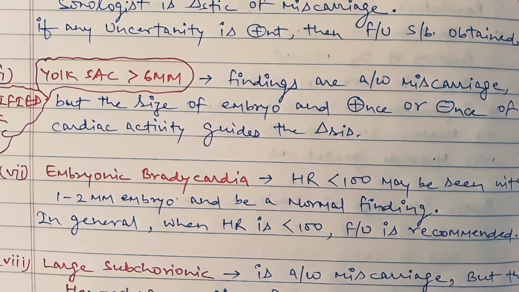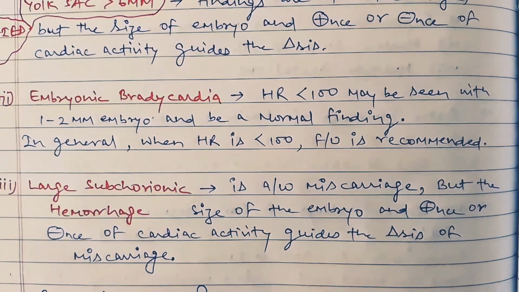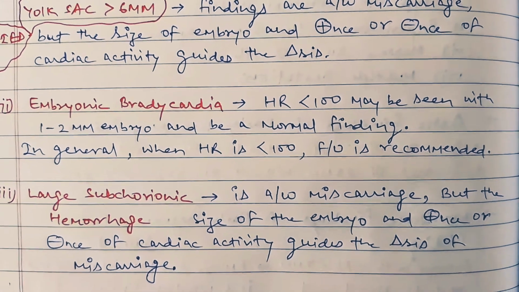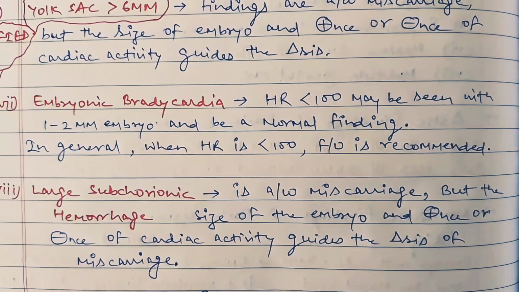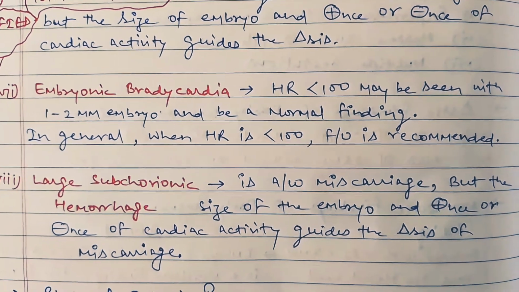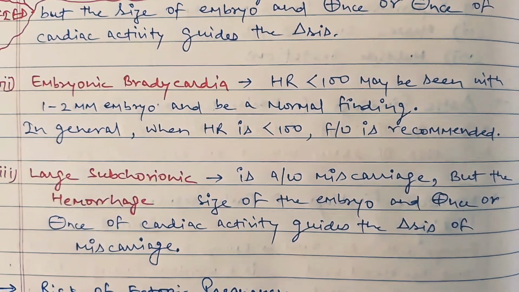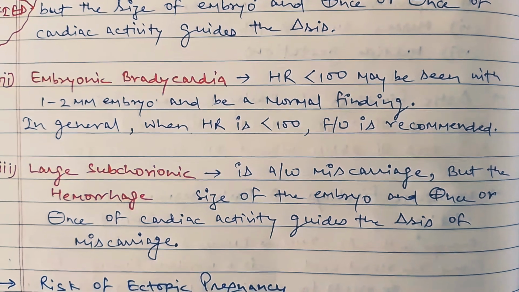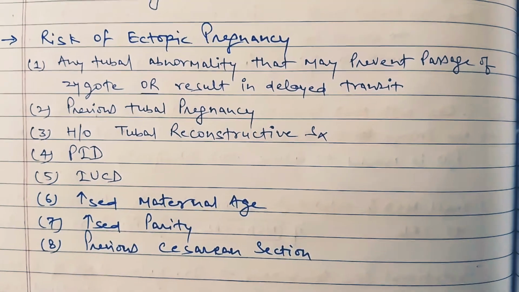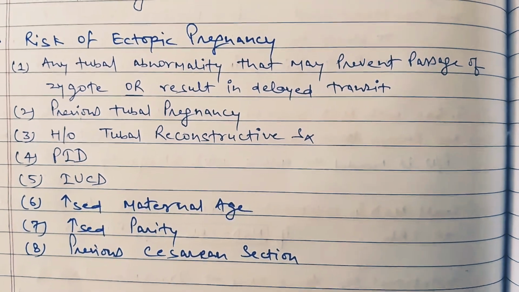Seventh, embryonic bradycardia. Heart rate less than 100 may be seen in a 1 to 2 mm size embryo and it may be a normal finding, but in general, when the heart rate is less than 100, follow-up is recommended. Eighth, that is large subchorionic hemorrhage. It is associated with miscarriage, but the size of the embryo and the presence or absence of cardiac activity guides the diagnosis of miscarriage. Now we will discuss the risk factors of ectopic pregnancy.